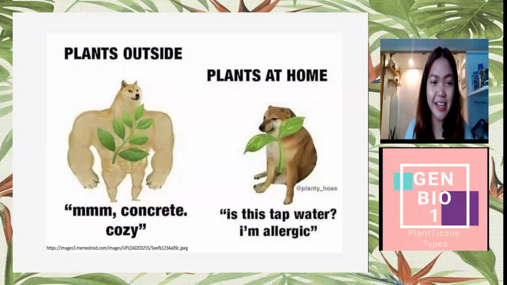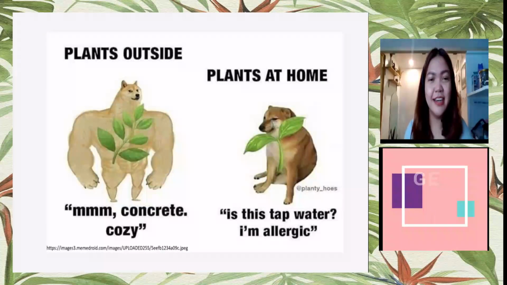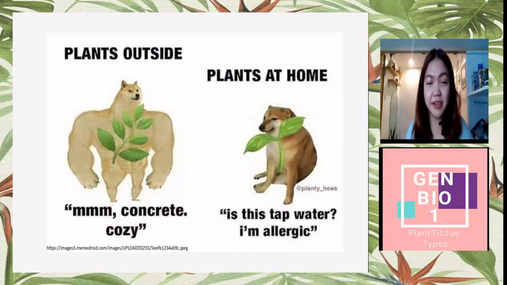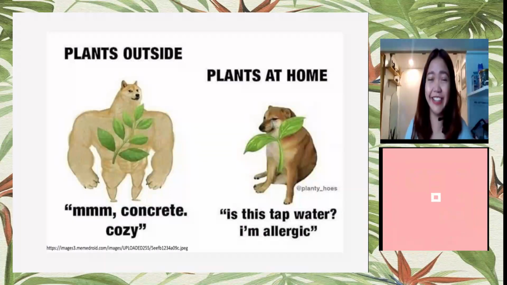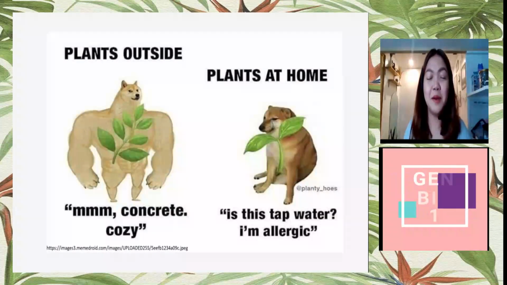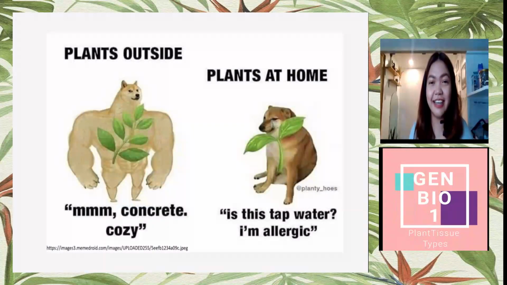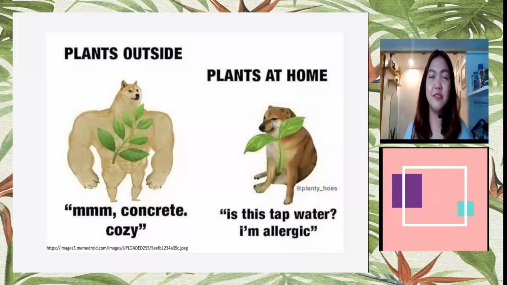So plants outside, concrete, cozy, and then plants at home. Is this tap water? I'm allergic. Well, actually, hindi naman ganito. Hindi naman siya ganito talaga. It's a meme, right? Pero what's funny is hindi sa like they are allergic, pero they can't really thrive.